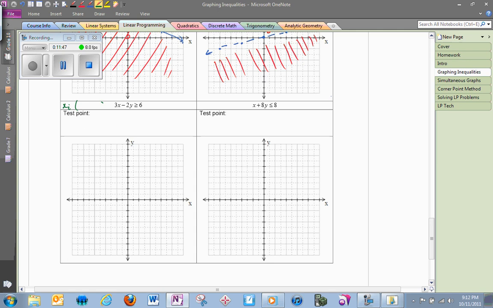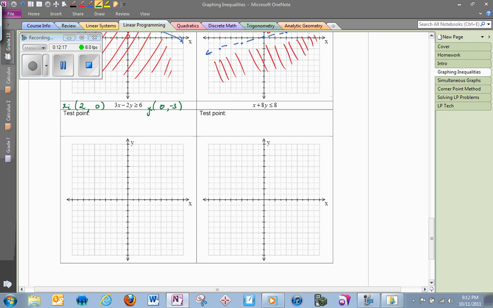In order to do that, to find the x-intercept, remember y is equal to 0. And to find the y-intercept, remember that x is equal to 0. So everybody find the x-intercept and the y-intercept. When you do, you'll notice that the x-intercept, when I set y equal to 0, I get 3x is equal to 6, so x is equal to 2. And if I set x equal to 0, I get minus 2y is equal to 6, so the y-intercept is negative 3.